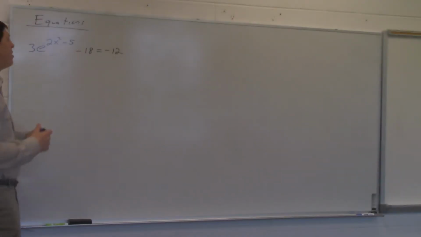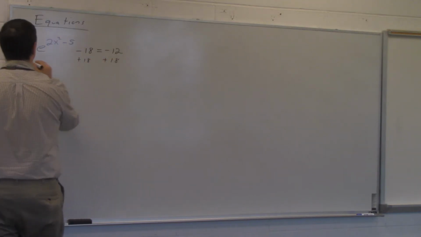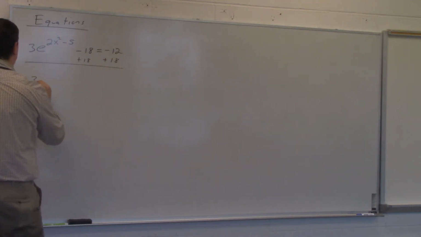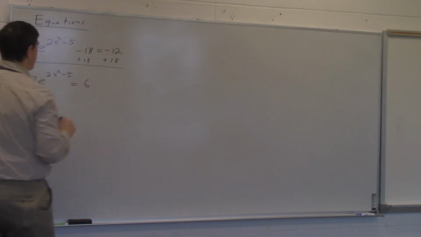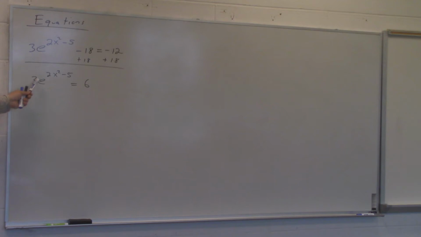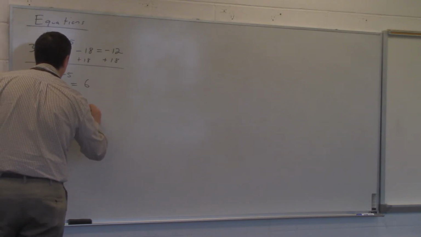So I'm just going to add 18 to both sides, just like I normally would. I get 3e to the 2x squared minus 5 is equal to 6. I'm going to divide both sides by 3. That's easy. Division by 3 yields e to the 2x squared minus 5 equals 2.